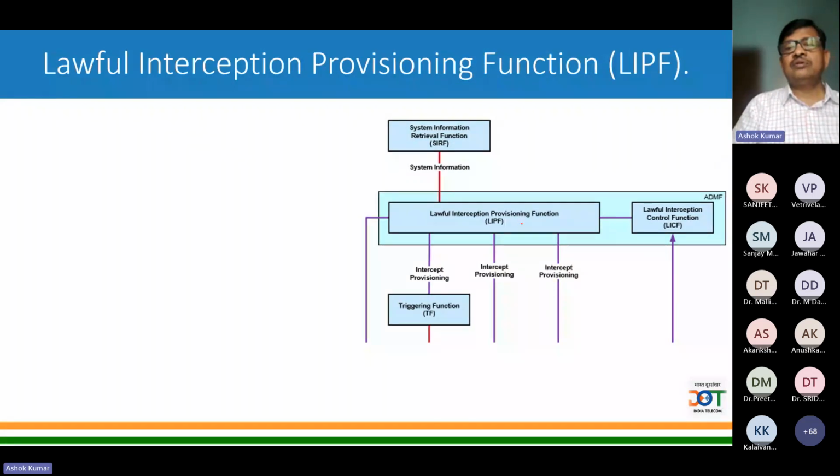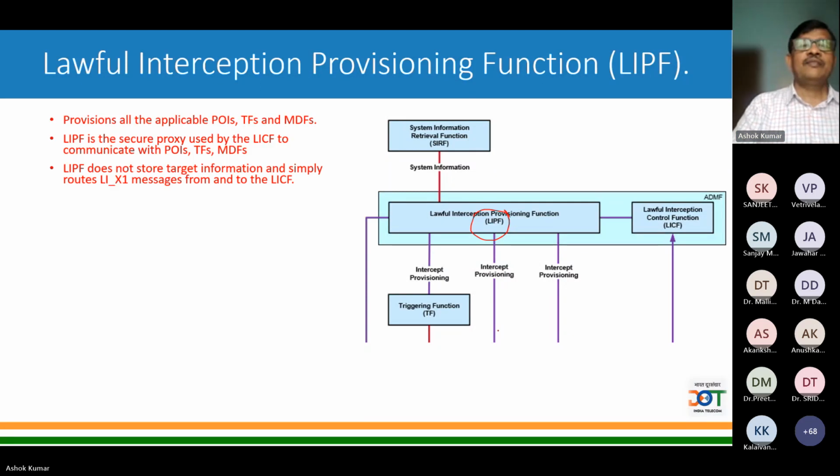Then about the provisioning function, which provisions the points of interception and other network elements for LI. Which network functions need to be provisioned whenever there is a case of starting interception of a target? Of course, the point of interception we have to provision, and the point of interception can be AMF, SMF, or UPF. Then the triggering function, and also the mediation function. These are the three main entities which need to be provisioned. So it is LIPF which does provision and deprovision activity, and of course it is done under control of LICF. It's a proxy of LICF, and this will not store any data, as we had discussed.